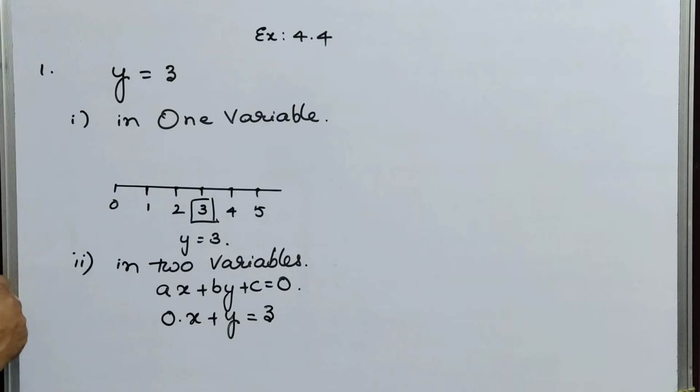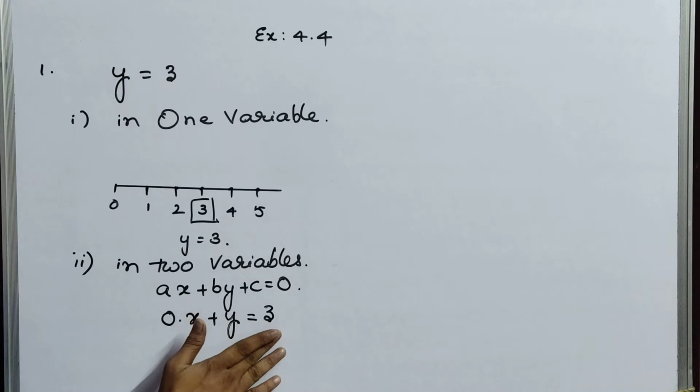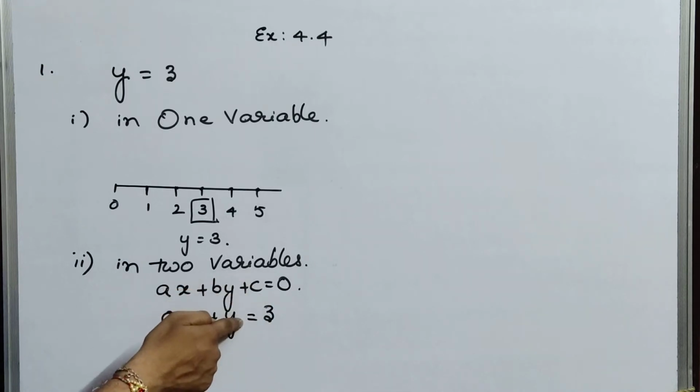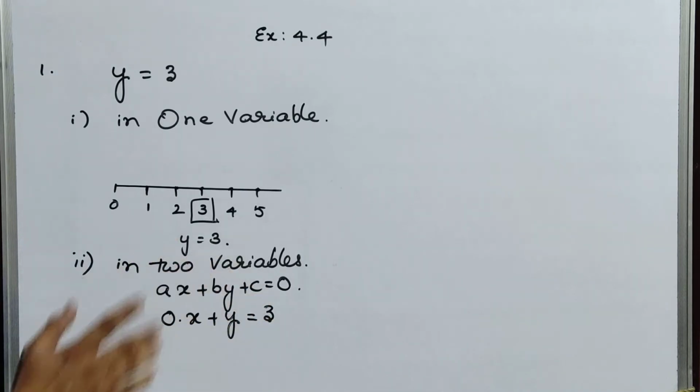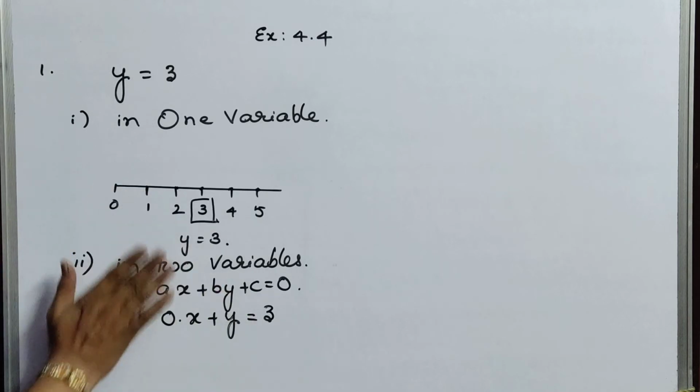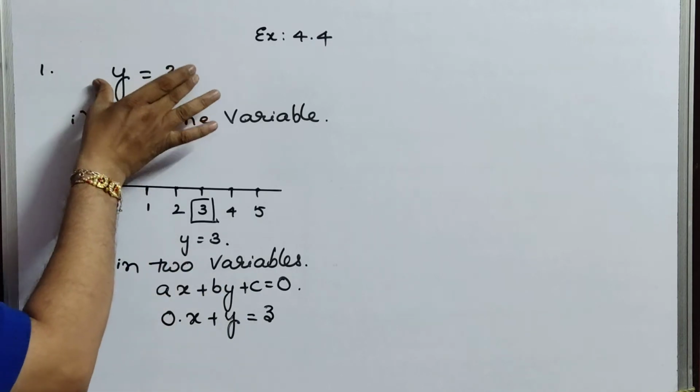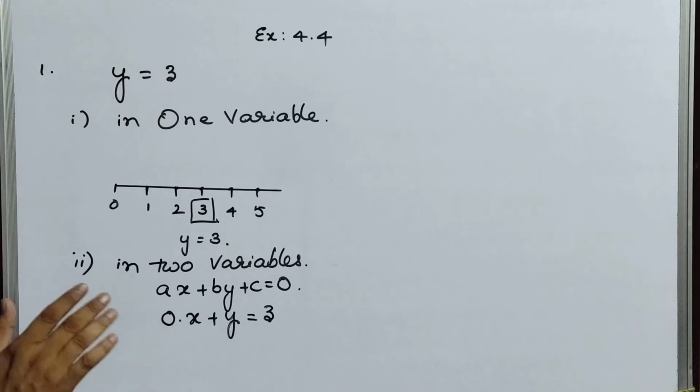If you bring this 3 to this side, it becomes minus 3. So that's why I kept it on the right side only. If you bring it, it becomes minus 3. That means c is minus 3. Let it be like this in standard form. So the given equation is y equals to 3, no?